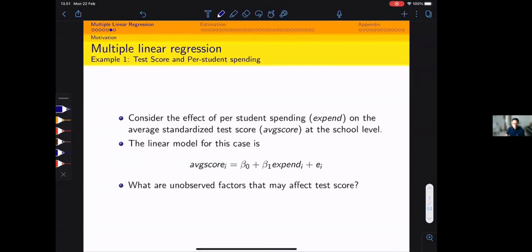All right, so I'm going to go to Stata and we're going to discuss the first example, which is test score and per student spending. Any idea what the estimated sign of beta one would be in this regression? If you regress the average score on expenditure per student in the school, at the school level, what would be the sign of the regression, or the sign of beta one? Any thoughts?